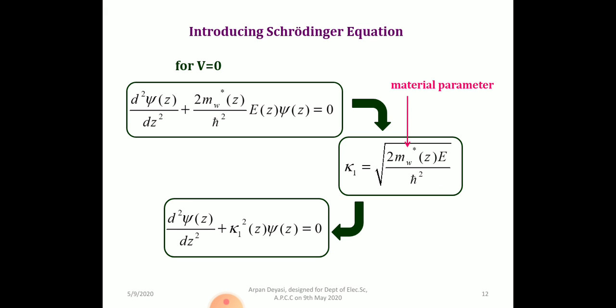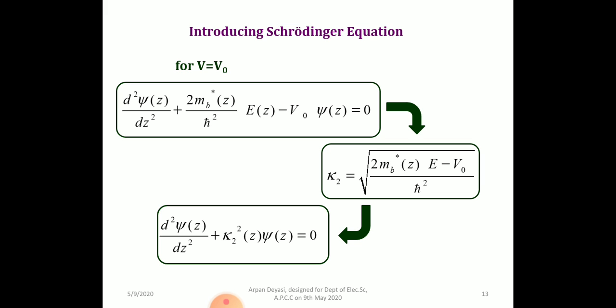Similarly, please go for the barrier equation. Again, if you solve it, you will get another kappa term which is called kappa 2. Now, again there is a term called mb star, and what is mb star? It's the effective mass of the electron in the barrier layer. So again kappa 2 is a function of the material parameter.